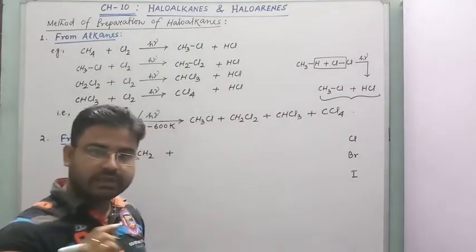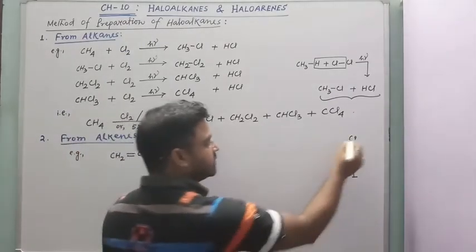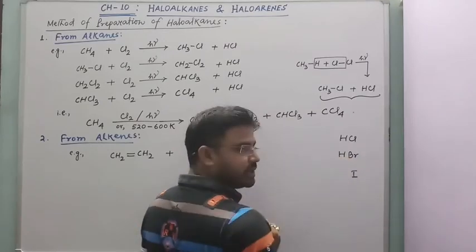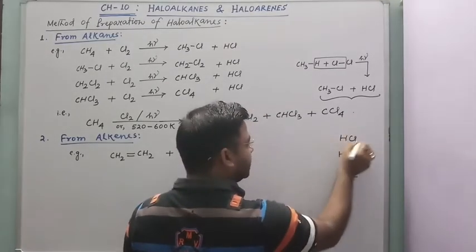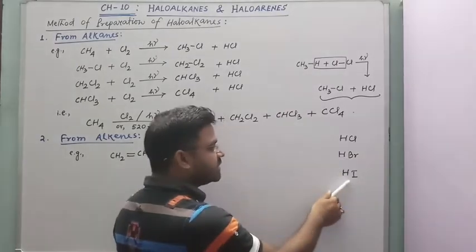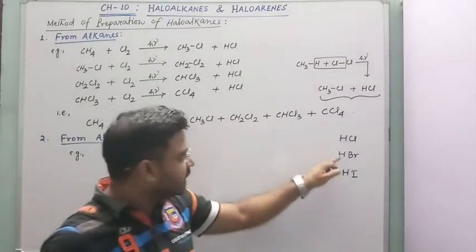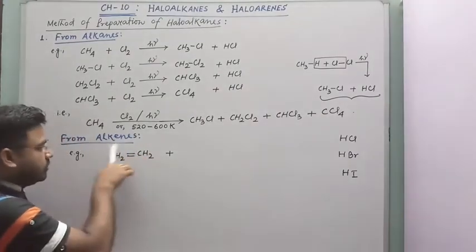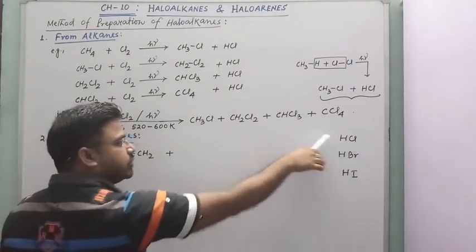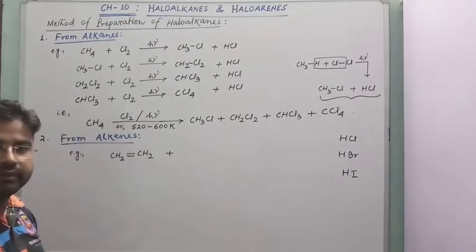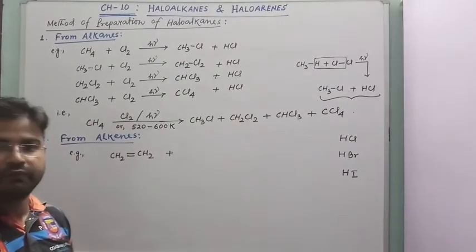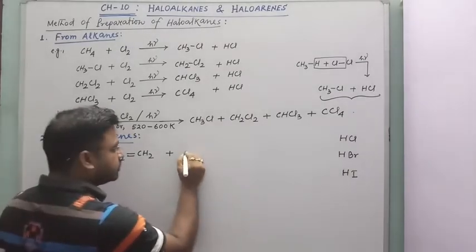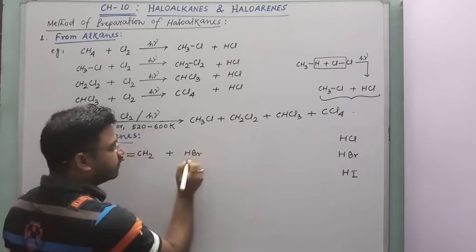A halogen acid must contain H positive ion. So Cl negative is attached with H positive, HCl. Br negative is attached with H positive, HBr, and HI. So HCl, hydrochloric acid, hydrobromic acid, hydroiodic acid. So HCl, HBr, HI, these are halogen acids. So when alkenes are treated with halogen acids, then haloalkanes are formed. So this alkene, ethene, reacts with one halogen acid, HBr.